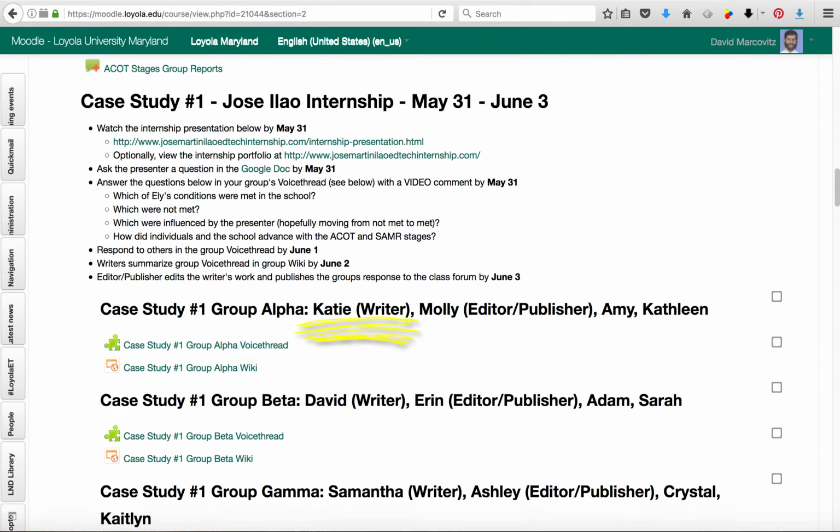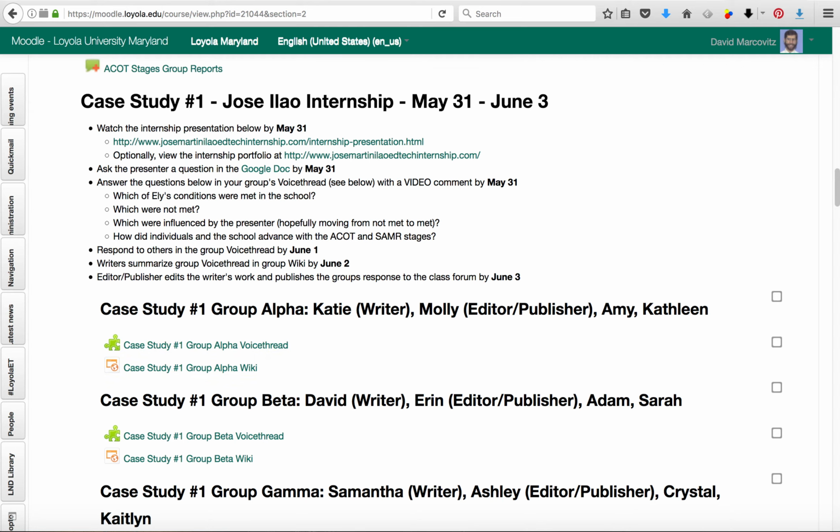Then there will be roles assigned. So you will have a writer and an editor/publisher. The writer is going to take the voice thread discussion and write it up in a wiki. So I'll set up a wiki for your group, and that writer will summarize the discussion, and then the editor or publisher's job will be to look over that information that the writer wrote, make sure it's accurate, make some adjustments to it, and then publish it.